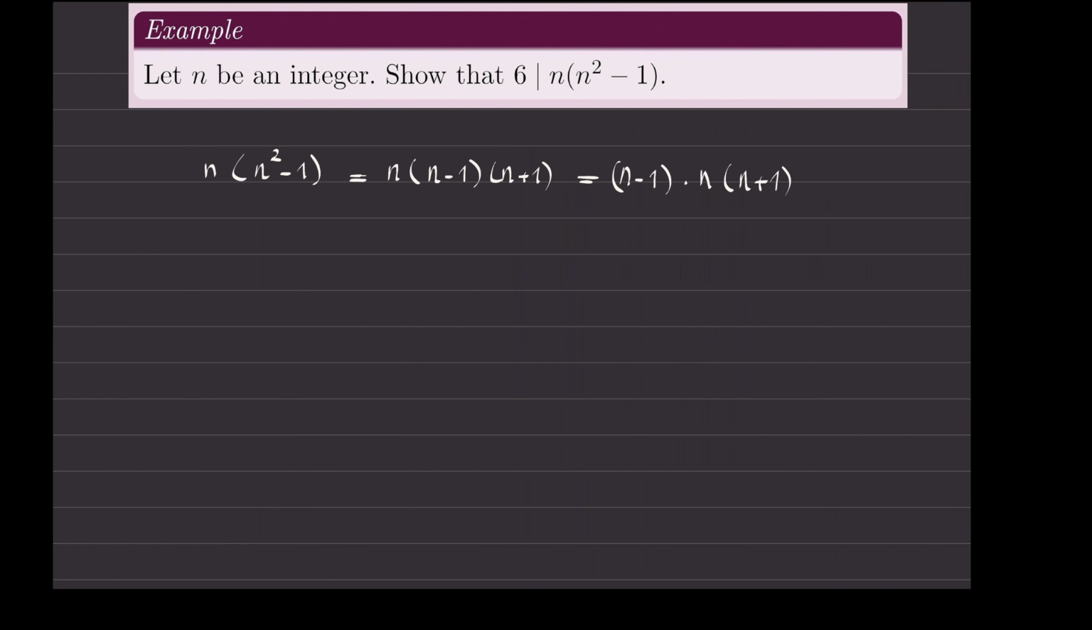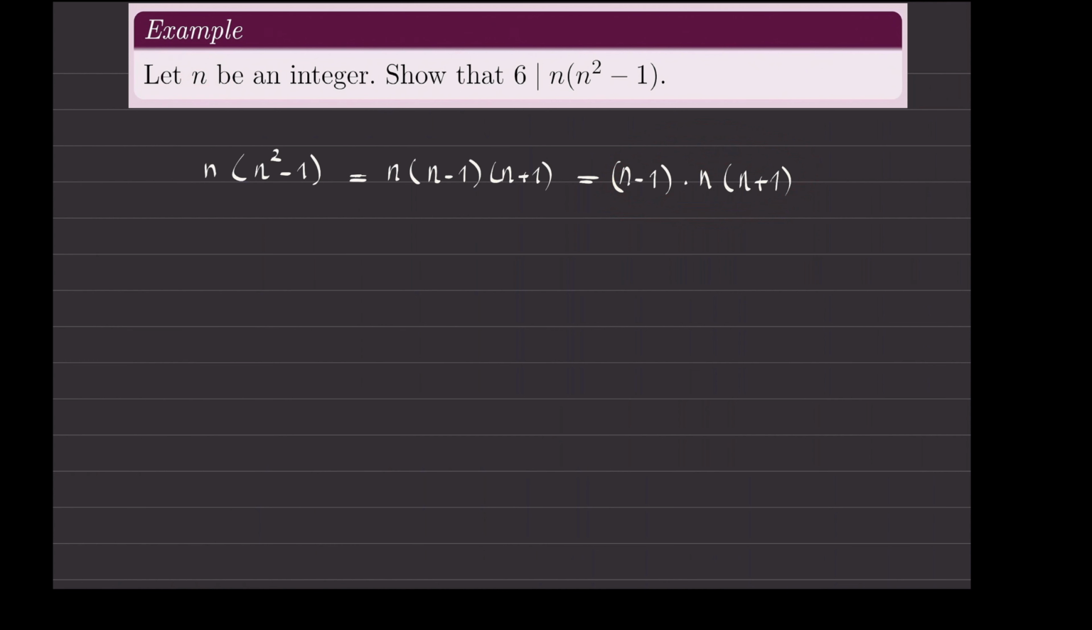Now look, n is an integer. If I ask you what you have here, you will tell me that I have the product of 3 consecutive integers, because this is the first integer. If I ask you what is the next integer, you add 1 unit to it, it gives you n. If I ask you what is the next integer, you add 1 unit to it, it gives me n plus 1. So this is the product of 3 consecutive integers.